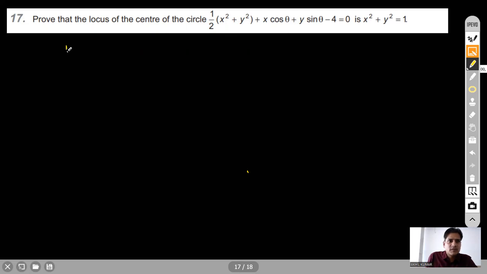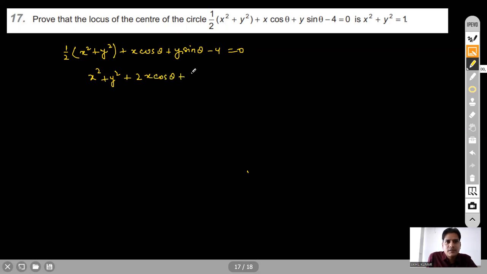Okay. So this is given as half x square plus y square plus x cos theta plus y sin theta minus 4 is equals to 0. Here also we have to make the coefficient of x square and y square equals to 1. Then only we can say the center of this circle will be minus g comma minus f. So let's multiply it by 2. We will get x square plus y square plus 2x cos theta plus 2y sin theta minus 8 is equals to 0.